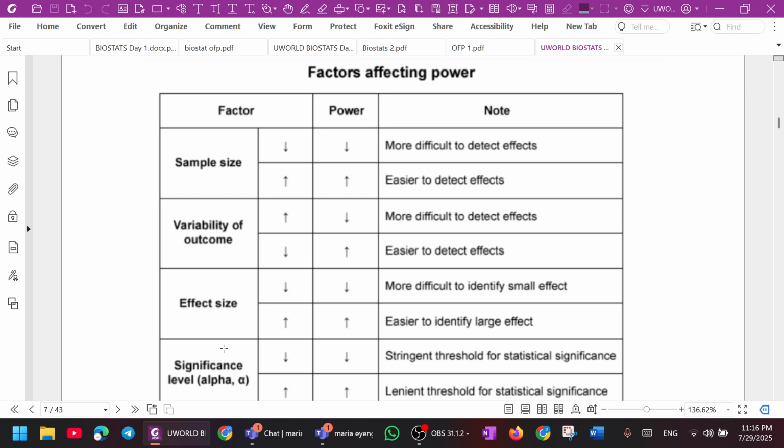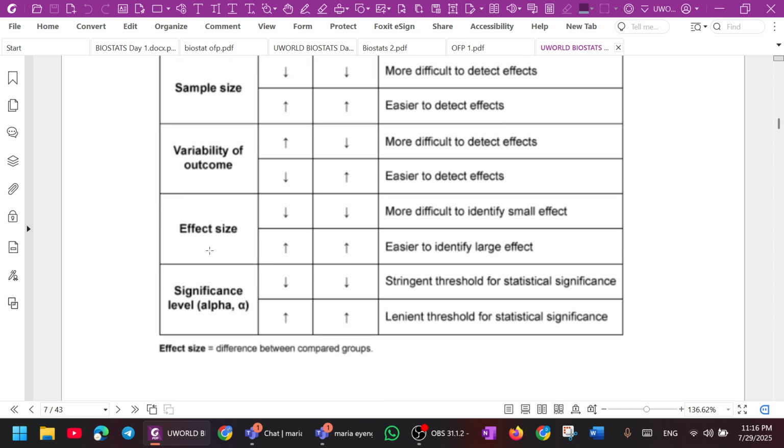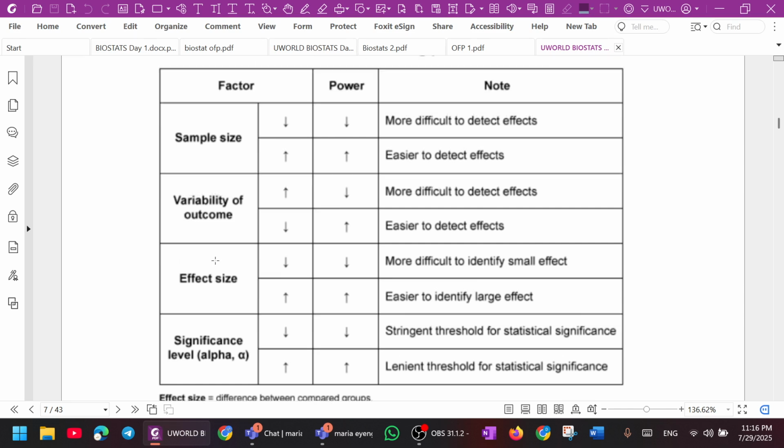Increase factor, increase power. Easier to identify large effect. Significance level, decrease factor, decrease power. Stringent threshold for statistical significance. Increase factor, increase power. Lenient threshold for statistical significance.